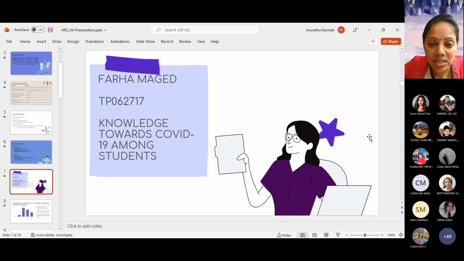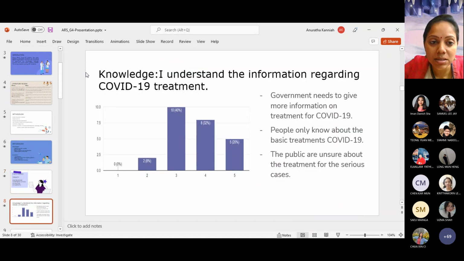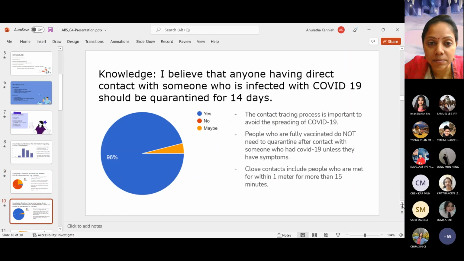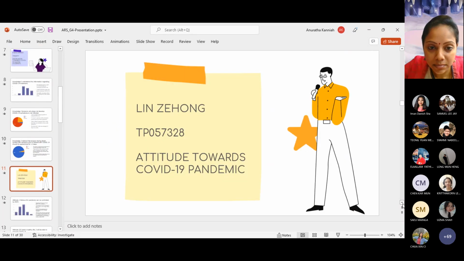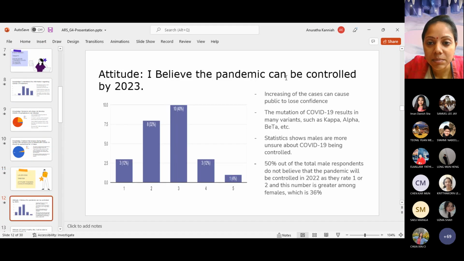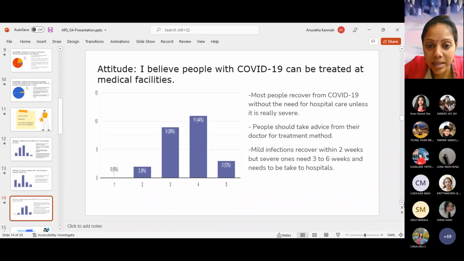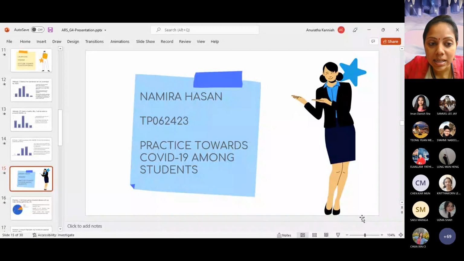Second presenter onwards, you must choose a variable and you must include 3 statements. Statement 1, you must type the question like this. This is the graphic. This graphic will be generated by Google Drive. And this is your analysis. So you have to do three slides like this. 1, 2, 3. And then next presenter. Same: statement, graphic, analysis. 1, 2, 3. And then next presenter. Is this clear?